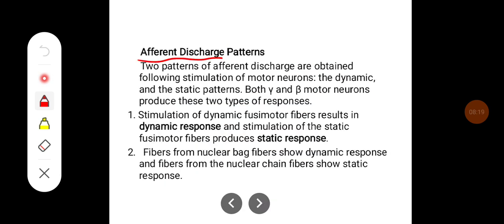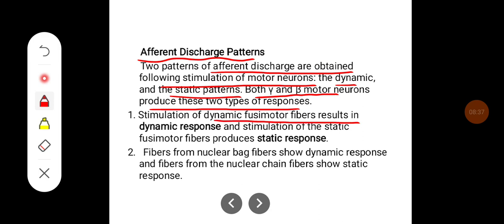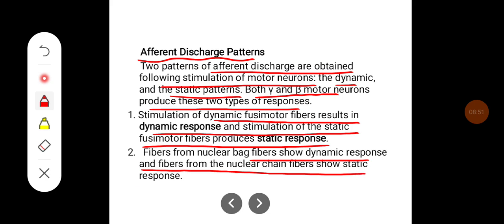The afferent discharge pattern. Two patterns of afferent discharge are obtained following stimulation of the motor neurons, that is, dynamic and static patterns. Both gamma and beta motor neurons produce these two types of responses. Stimulation of dynamic fusimotor fibers results in dynamic response, and stimulation of the static fusimotor fibers produces static response. Fibers from nuclear bag fibers show dynamic response, and fibers from the nuclear chain fibers show static response.